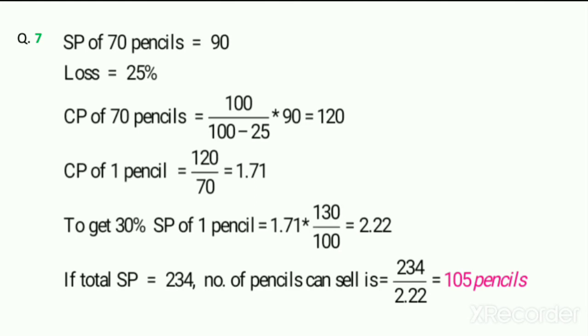To get 30% profit, selling price of one pencil is 1.71 into 130 by 100, 2.22. This is the price of one pencil. He has to sell for 230 rupees. How many pencils? 230 by 2.22, then 105 pencils.